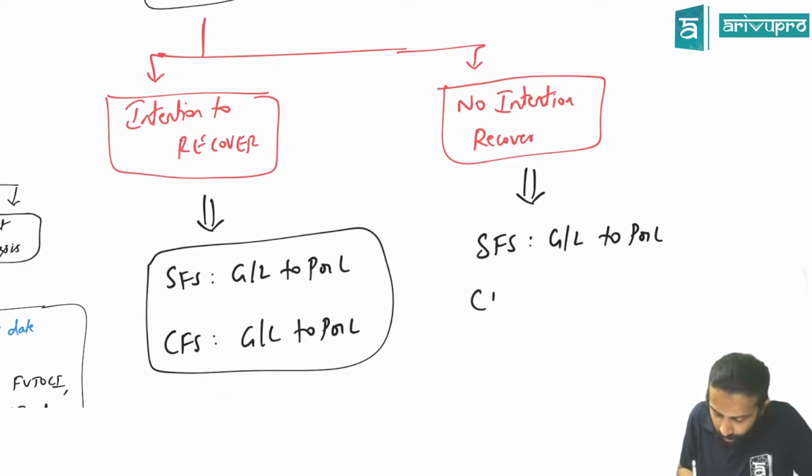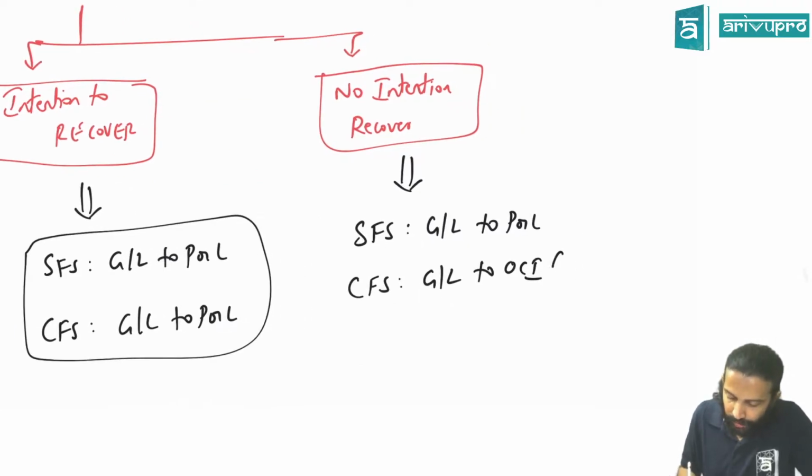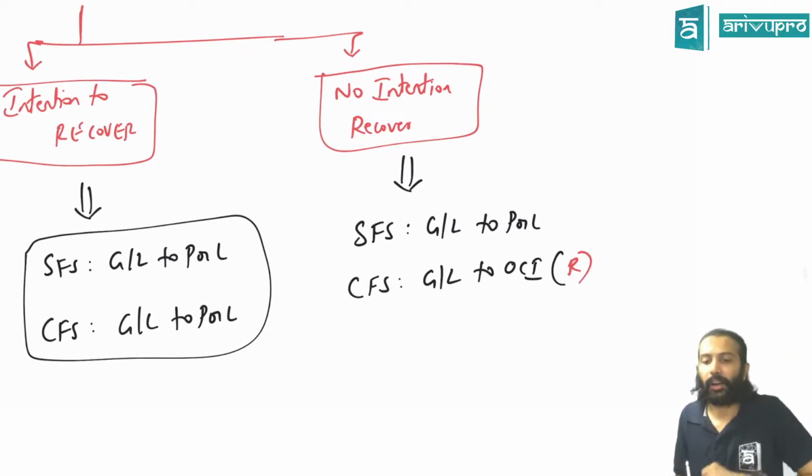So in CFS, what do you have to do? If you have no intention to recover, then gain or loss will first go to where? OCI. In OCI, should I write bracket R or NR, sir? OCI, I should write R. Why R?